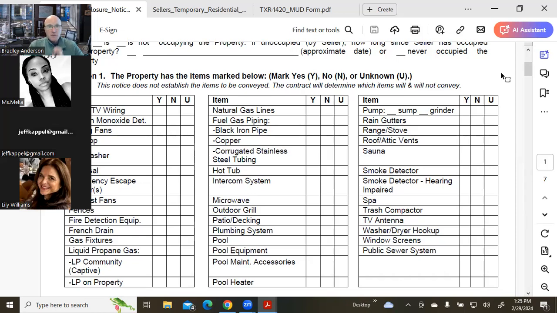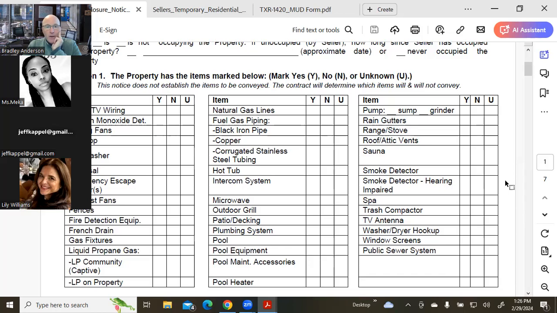But just because there's a U for unknown doesn't mean they get a pass. All right, so they've just added stuff in here about the piping because it's become a big deal. In my opinion, I would tell them that it's either a yes or no. You can't not know what the roof is made of. You can't not know what the plumbing is made of. They've got to know that stuff.